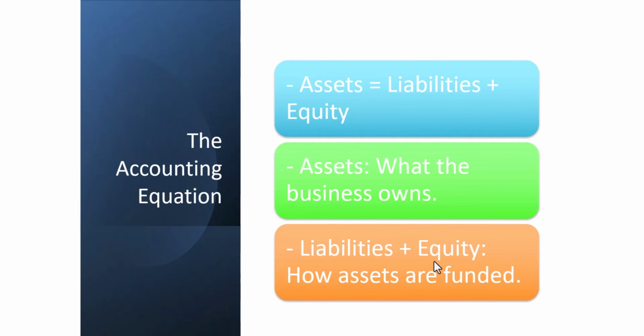The accounting equation: assets equals liabilities plus equity. This is the backbone of every balance sheet. Assets represent what the business owns, while liabilities and equity represent how these assets are funded.